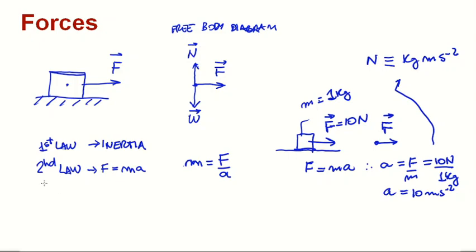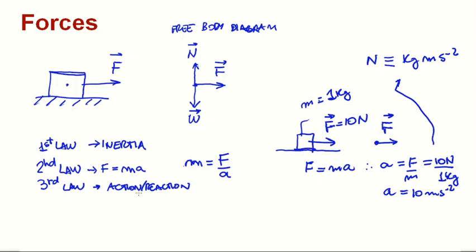Fair enough. Now we also have our third law of motion. The third law of motion tells us about action and reaction. So basically it states that for every action, there will be an equal and opposite reaction. So this will create our action and reaction pairs.